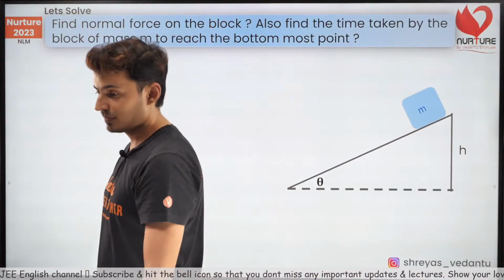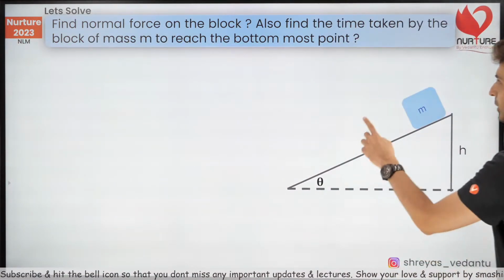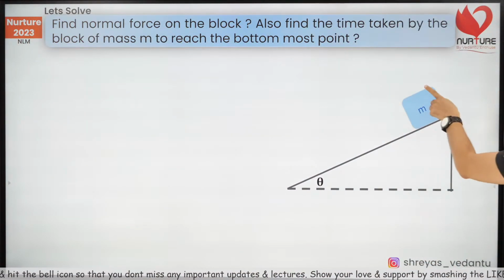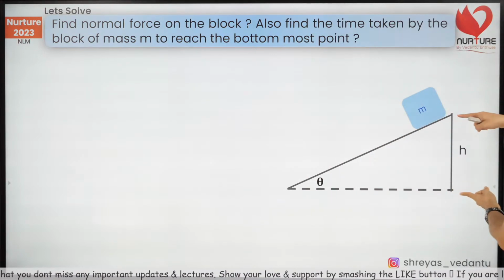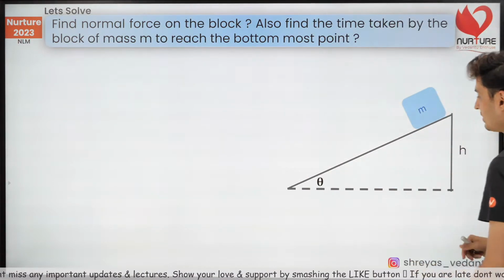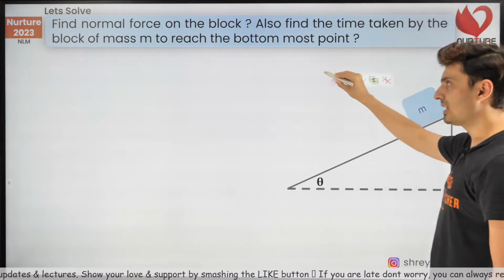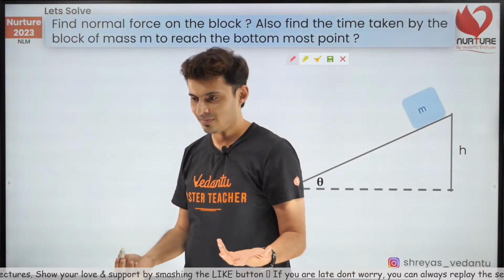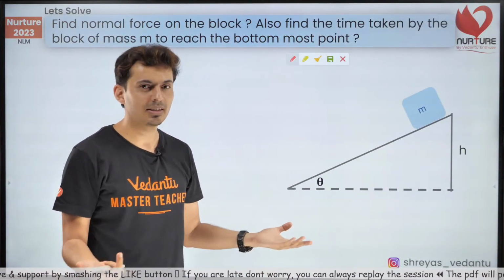Here is the next question. Very good, Joseph, I know you said it first. Find the normal force on the block. Also, how much time does it take to go down? This is height h. The inclination is theta. Obviously, to find the forces and the time, I need acceleration, and if I need acceleration, I need to draw the FBD and use Newton's laws.